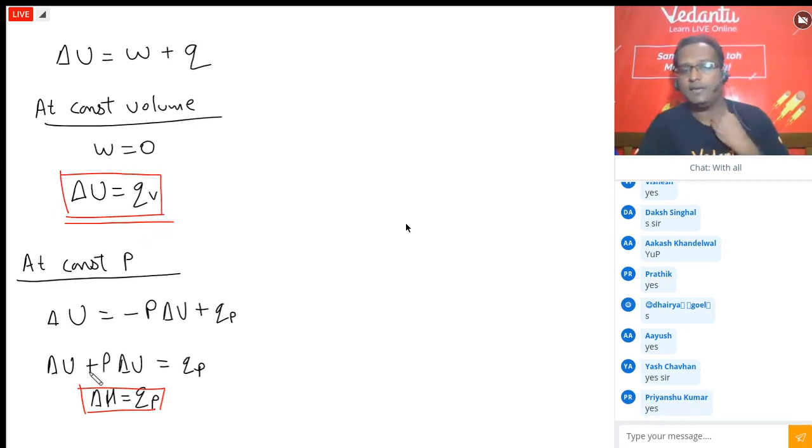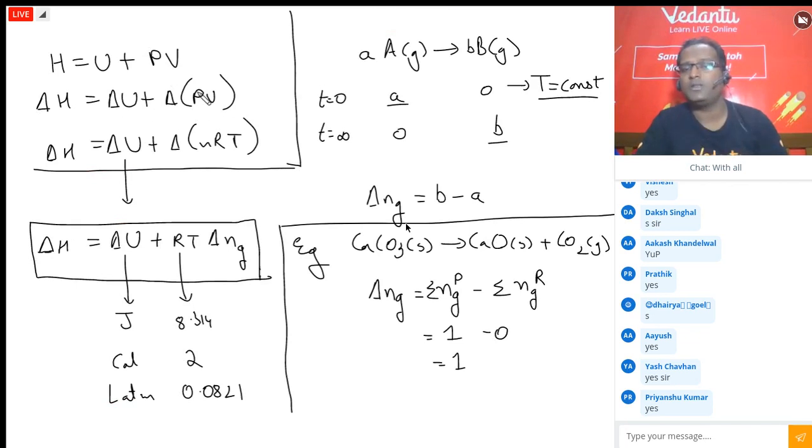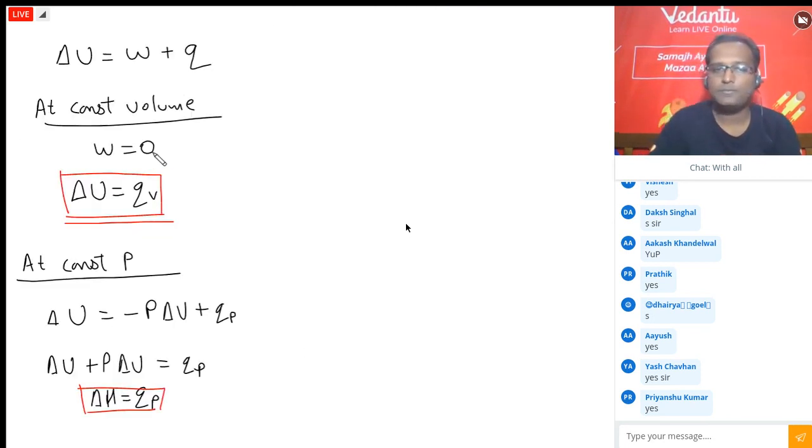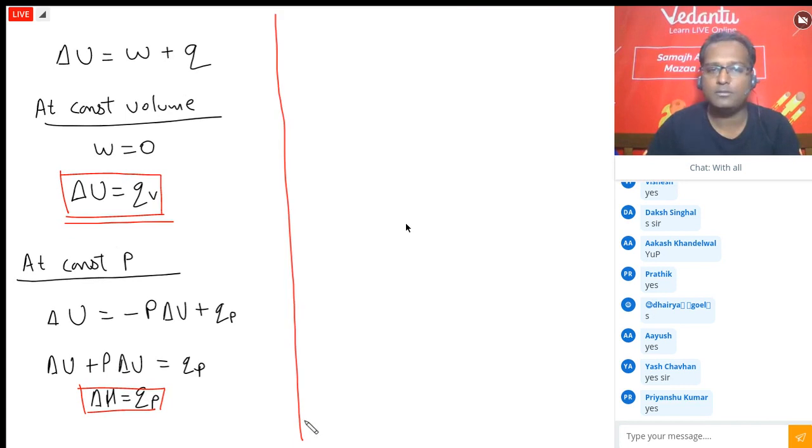Sir, where did this suddenly come from? It came from here. If P is constant, P comes out of the delta, and delta U plus P delta V becomes delta H. Is this understood?